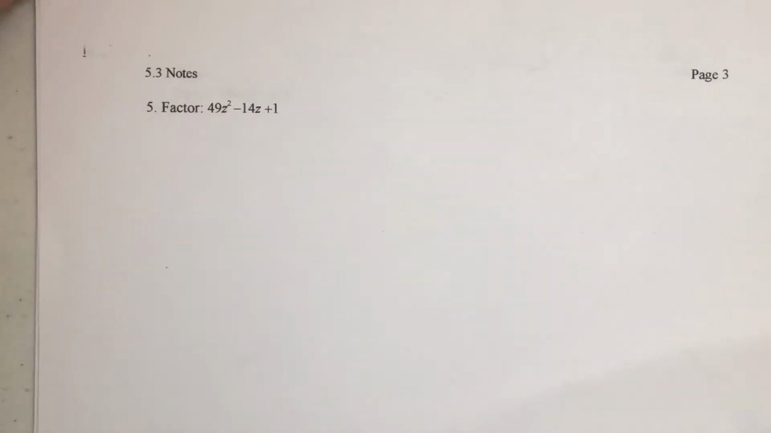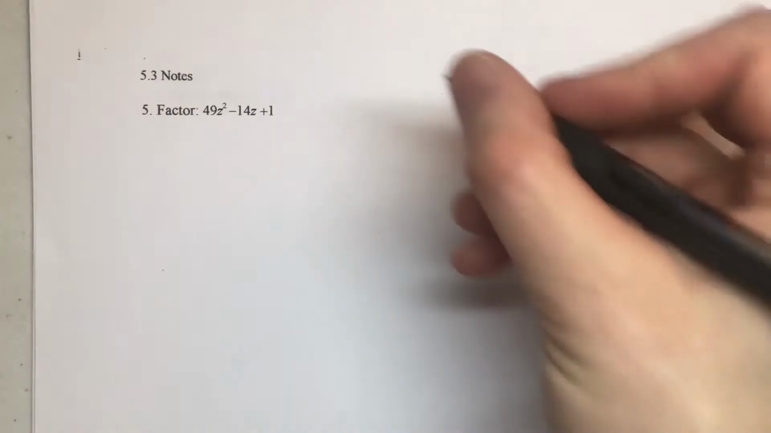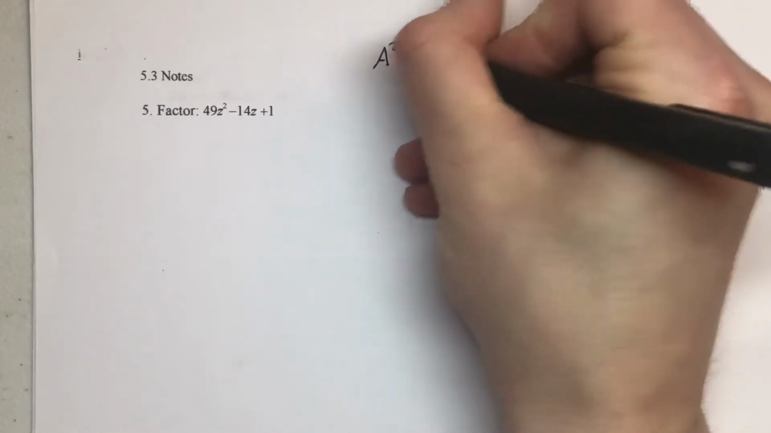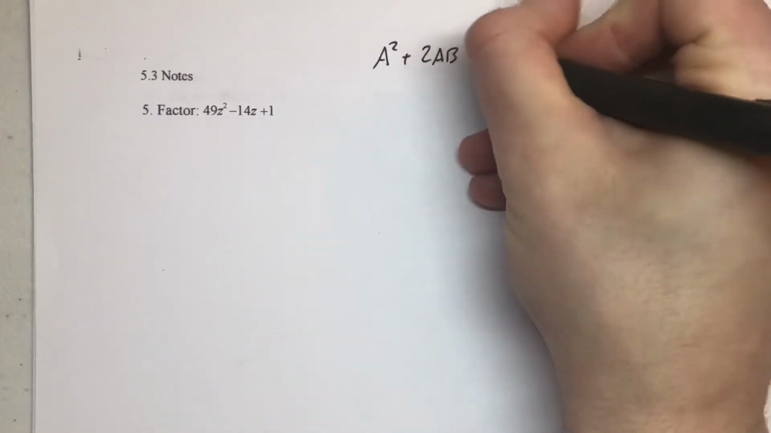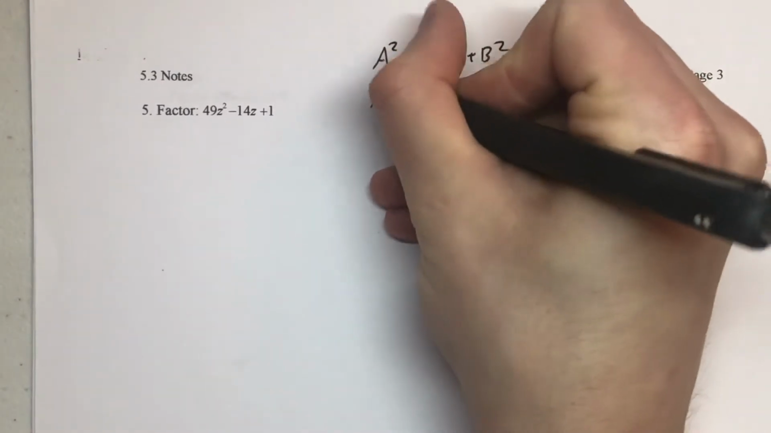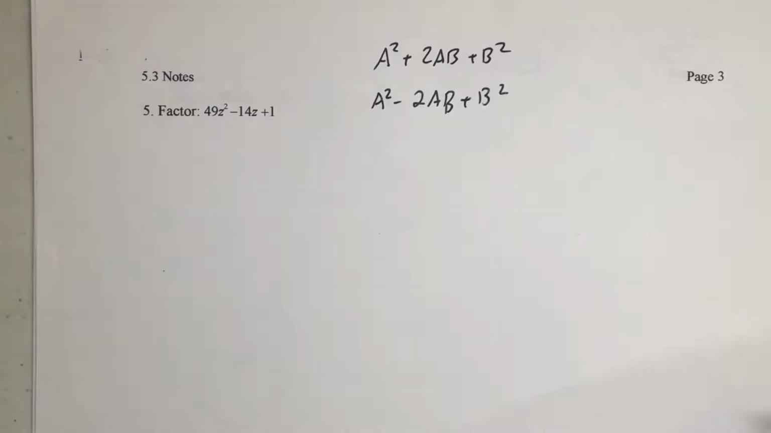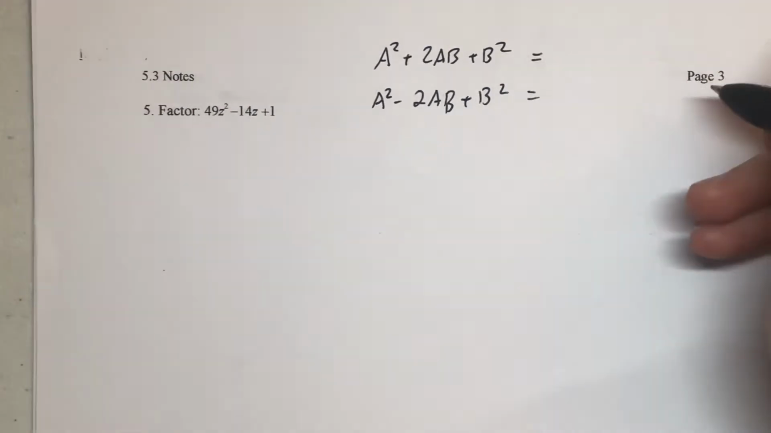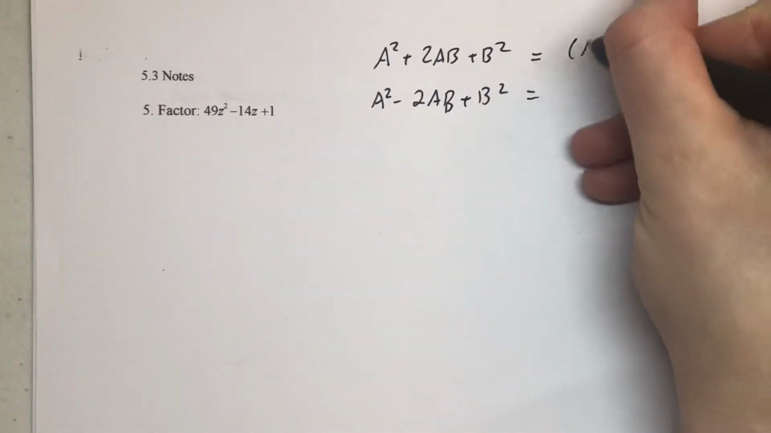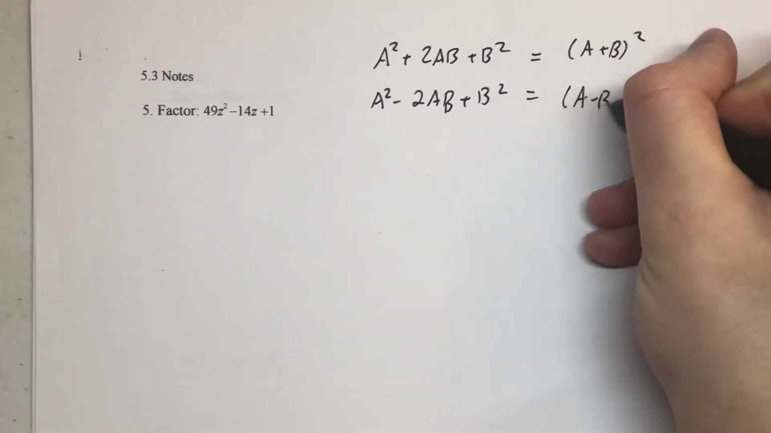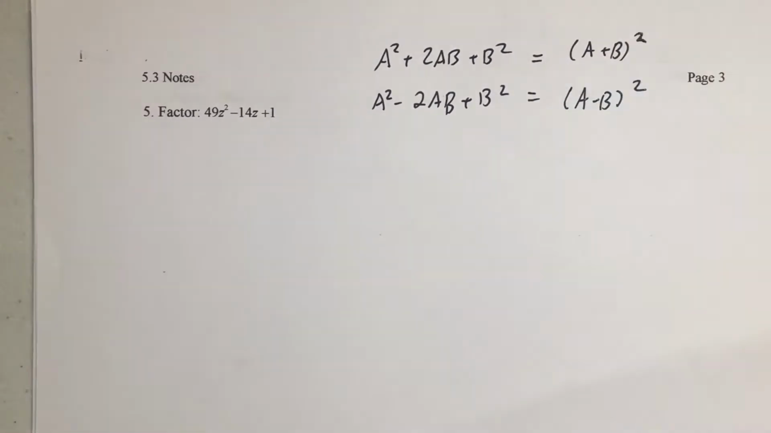So for these last couple of questions in 5.3, we'll revisit those other formulas we saw on the first page. I'm going to go ahead and represent them with a's and b's again. We had the pattern of a squared plus 2ab plus b squared and a squared minus 2ab plus b squared. And those are forms that we know actually factor into the square of a binomial of either (a plus b) squared or (a minus b) squared.